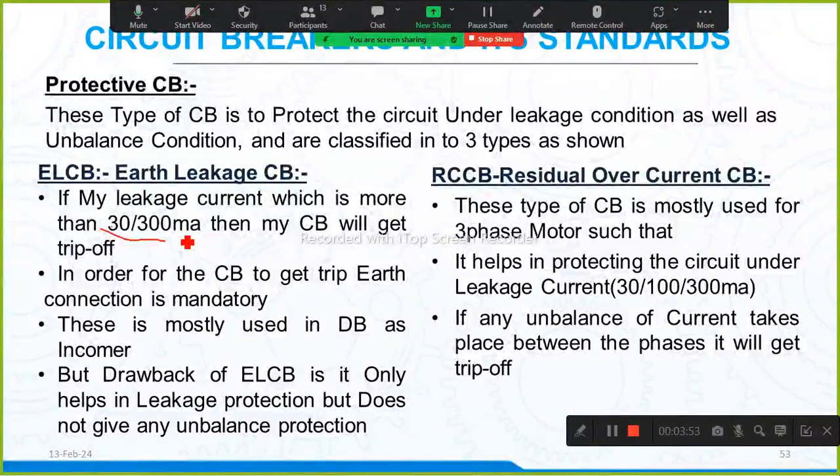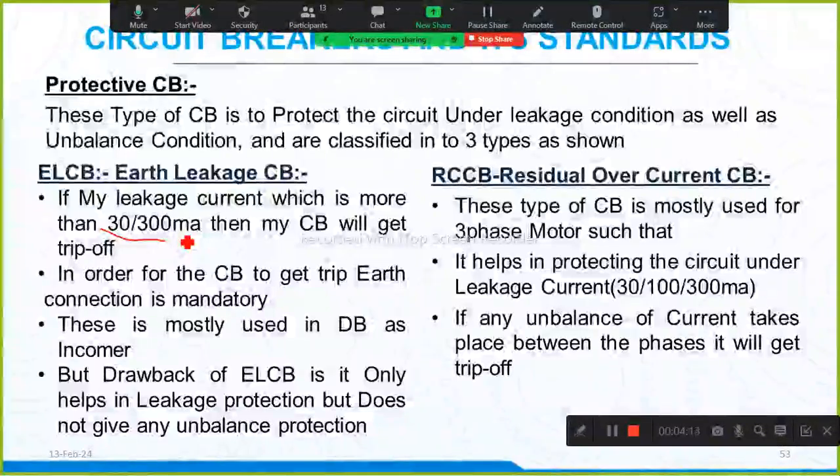If my leakage current is more than 30 or 300 milliamps, then my circuit breaker will get trip off. Why? Because the human body is able to withstand up to 30 or 300 milliamps. Okay, then where do we use this ELCB? It has to be used in the distribution board as an incomer. Do you remember distribution board?